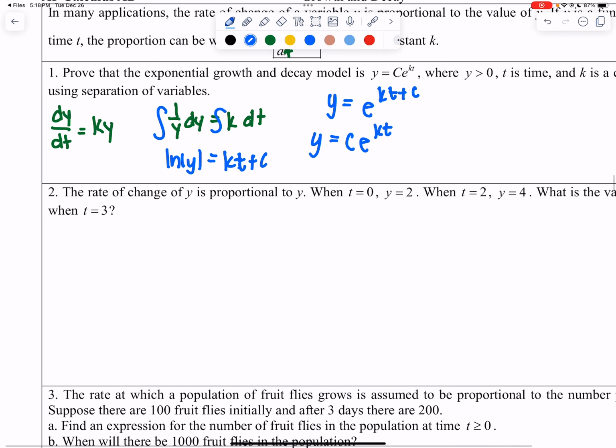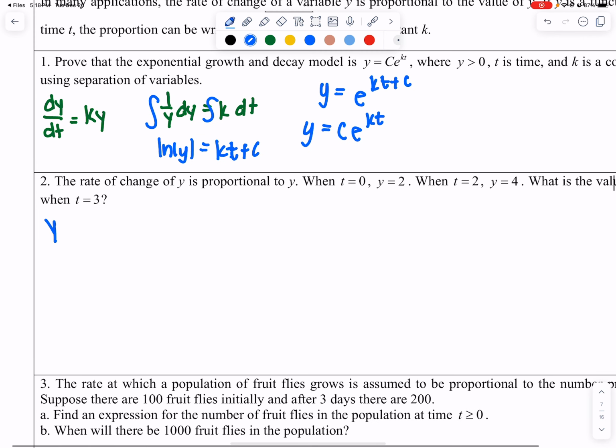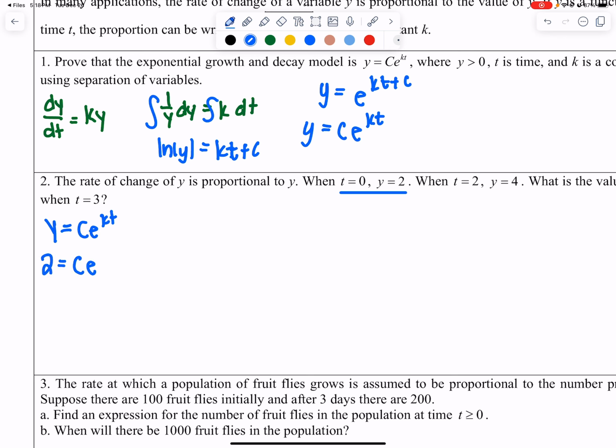So remember that my model is going to be y is equal to c e to the kt. Now for the first one, it tells us that t is equal to 0 and y is equal to 2. So I have 2 is equal to c e to the k times 0. Well, k times 0 is just going to be 0. So then I have 2 is equal to c e to the 0. And remember that e to the 0 is just 1. So this tells me that my c value is going to be 2.